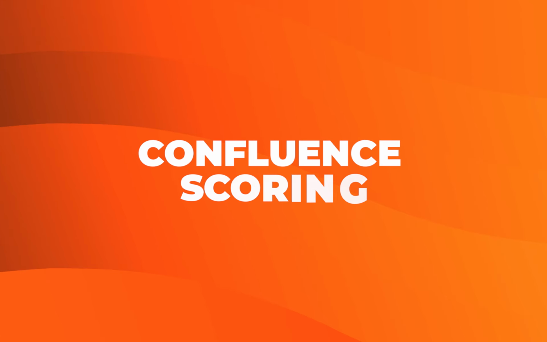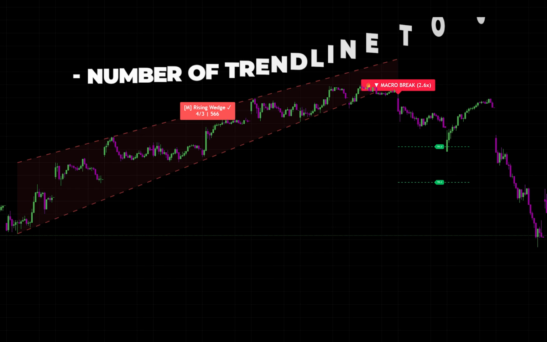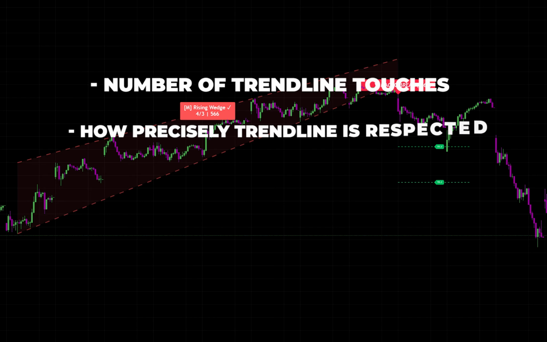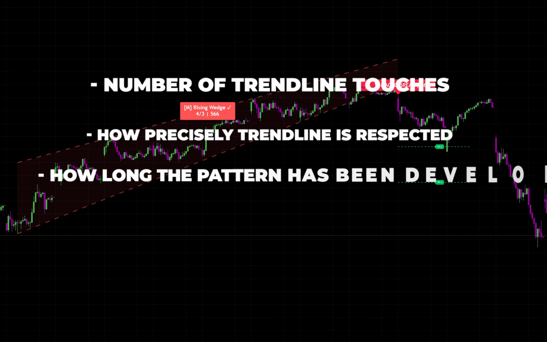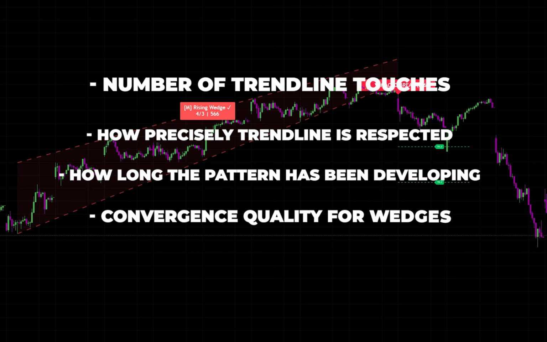Feature number 2, confluence scoring. But here's where it goes deeper. Not every pattern deserves your attention, so every single pattern gets a quality score. The score is calculated based on 4 factors: number of trend line touches, how precisely price respected those lines, how long the pattern has been developing, and convergence quality for wedges.